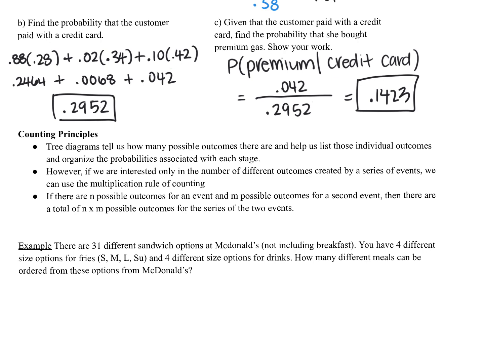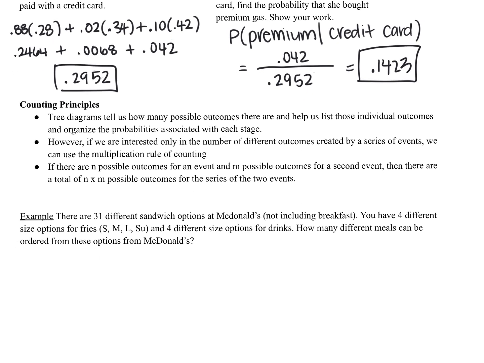However, sometimes we'll only be interested in the number of different outcomes created by a series of events, not necessarily the probability of a certain thing. So instead of having to list all of those out, there is a multiplication rule for counting. If you have n possible outcomes for an event and m possible outcomes for a second event, then the total number of outcomes possible is the multiplication of those together. So in our previous example, 3 types of gas, 2 potential payment methods, which is 6. I know I said 9, but it's 6 potential outcomes.